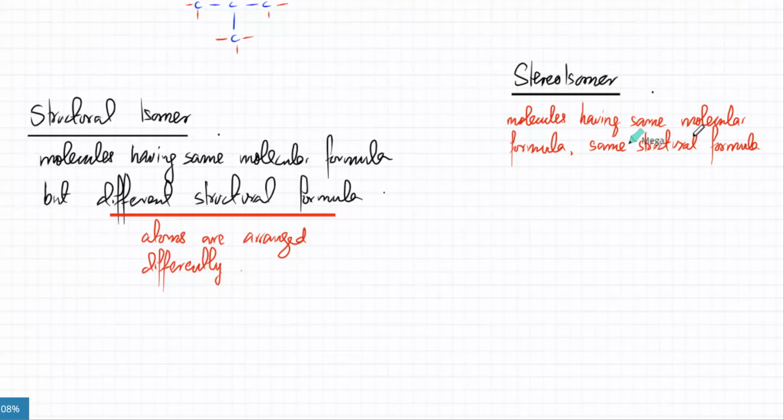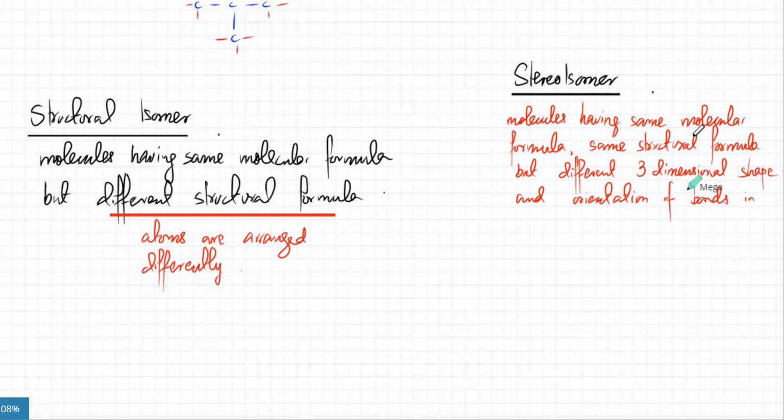Same molecule, same structural formula, but different 3-dimensional shape. They would have a different shape, 3-dimensional shape, and orientation of bonds in space. So basically, they would be connected in exactly the same way, but they would look different. Their shape is going to be different. They will even have the same structural formula. Even the connections would be the same.